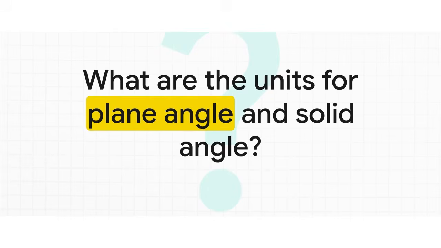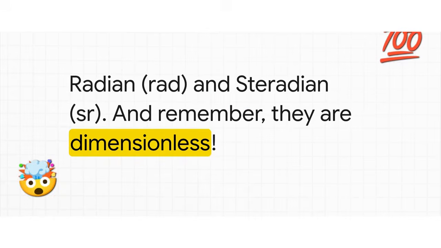Next one up. What are the SI units for plane angle and for solid angle? That's right, it's the radian for plane angle and the steradian for solid angle. And here's the tricky part that sometimes catches people out. Even though they have units, they are actually considered dimensionless quantities. Remember that. Question number 3.